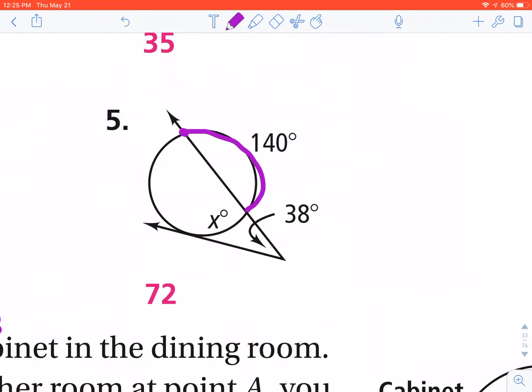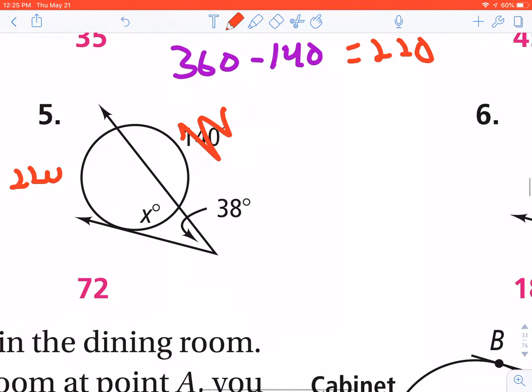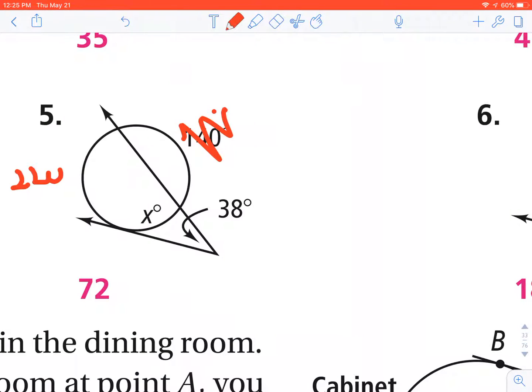Okay? Well, we know the whole circle is 360, so the first thing I'm going to do, I'm going to take 360 and subtract from it my 140, and that tells me that from here all the way around to here is 220. Okay? So now it's the exact same problem as number 4, except we're only going to use a total of 220 because the 140 has been accounted for. So again, your big arc is 220 minus x. Let's do this up here. Let's do the whole formula here.